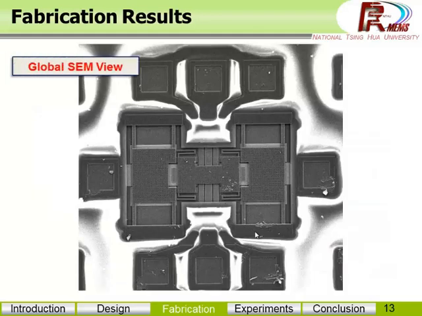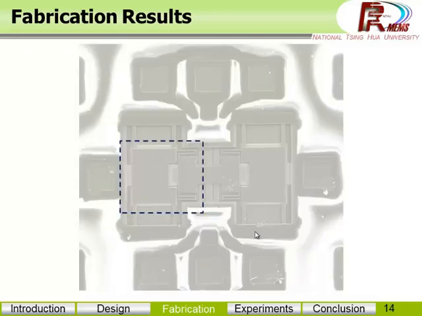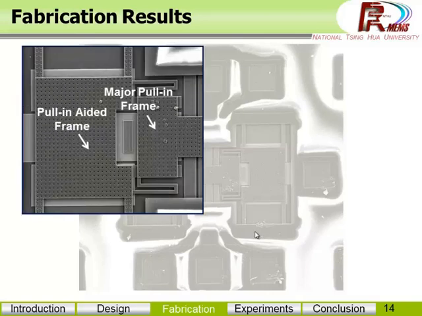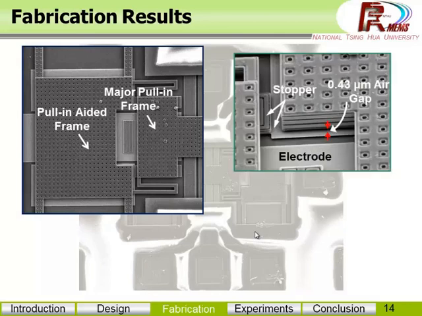And let's see some SEM views. It's the overall view of the chip, and we can see some zoom-ins of each part. Here is the left side of the chip. It shows the major pulling frame and the pulling-assisted frame. And it's the zoom-in of the pulling-assisted frame, and we can see the air gap, stopper, and driving electrode.